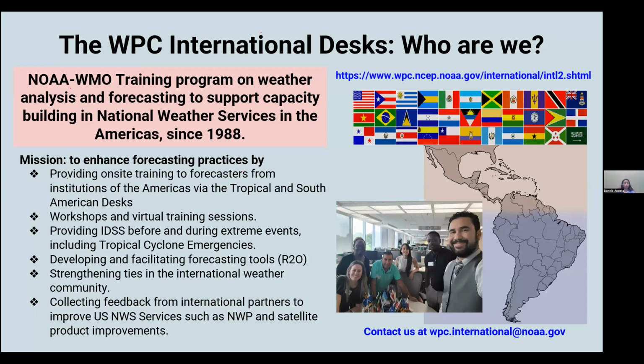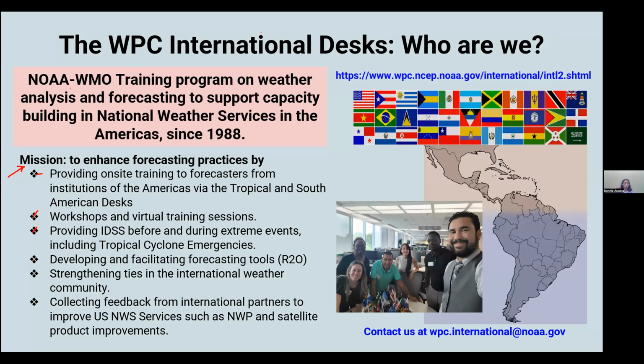Our mission is to enhance forecasting practices, and we do that by providing on-site training to forecasters from the institutions of the Americas, and we divide them into the tropical desk and the South American desk. We conduct workshops and virtual training sessions such as these to continue fostering learning from different regions and the development of forecasting practices. We provide IDSS, impact-based decision services, before and during extreme events, including tropical cyclone emergencies and extreme rainfall events. Those are the things that we mostly focus on, which is precipitation.